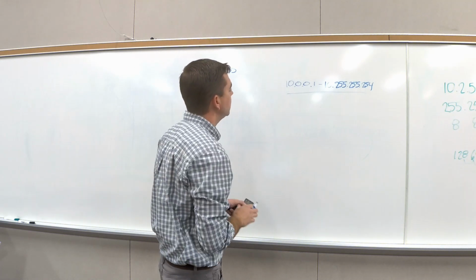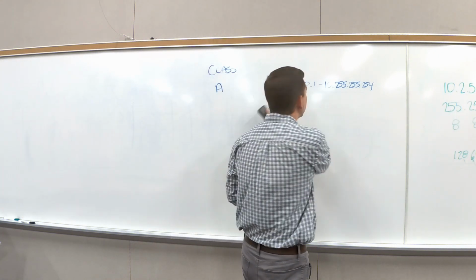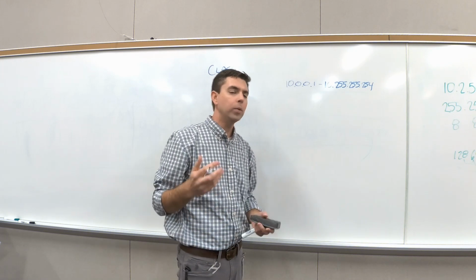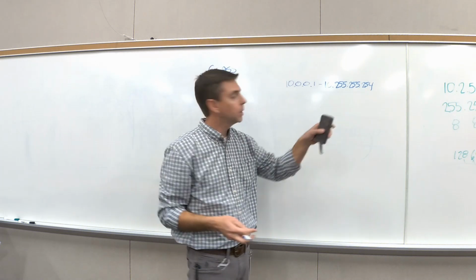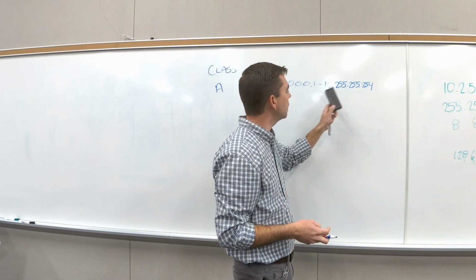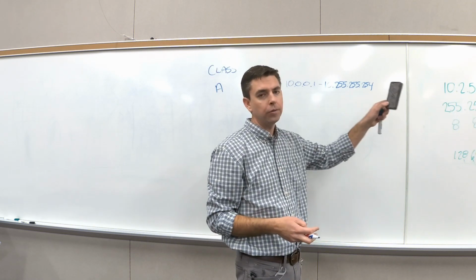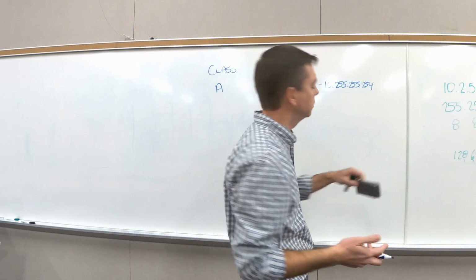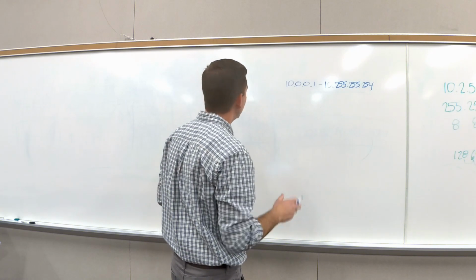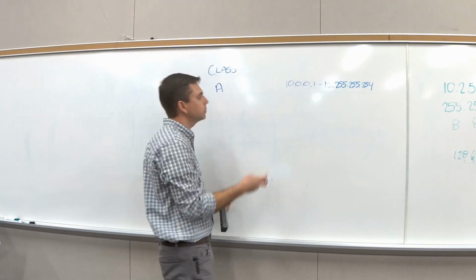And again, the private range within Class A IPv4 IP range is the 10. So it's 10.0.0.1 all the way up to 10.255.255.254, or 255.254, we'll talk about that a little bit later. All right, so this is what we're going to focus on right now.